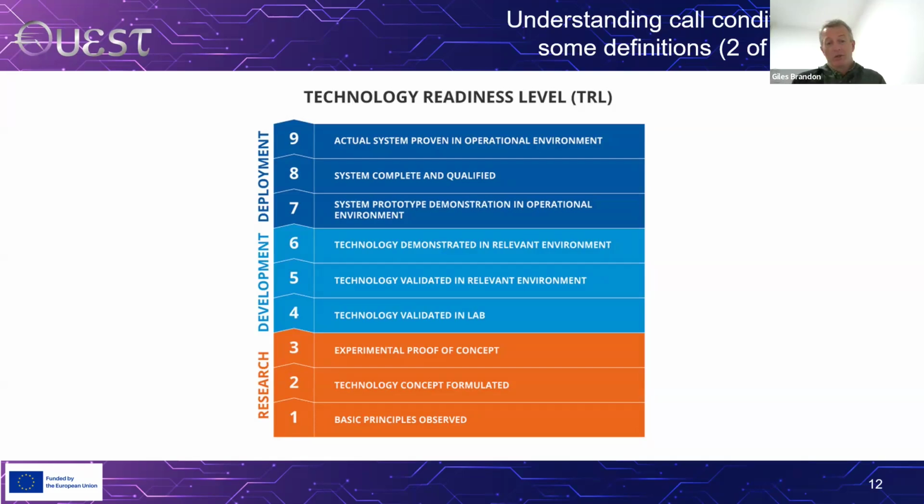As this technology matures, you get more and more development. You perhaps have an experimental proof of concept. You do something validated in the lab. Later on, you test it in an environment, and so on and so forth. And eventually, you get to the point where you actually get ready to commercialize it. As you can imagine, you progress through these TRL levels.